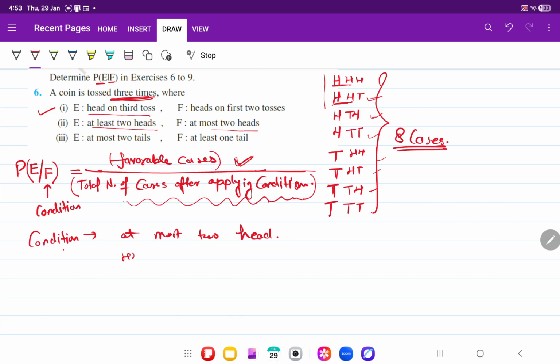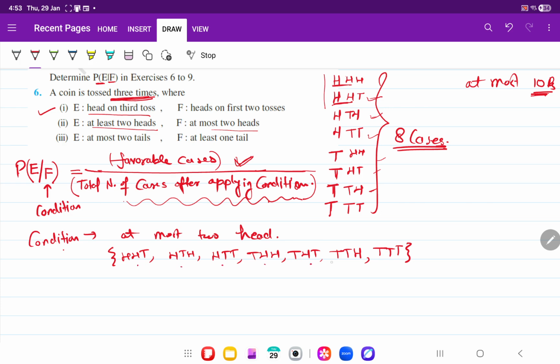Either this one, let me write down HHT or HTH or HTT, okay, or THH, THT or TTH or TTT also, because 0 is also allowed. At most 2 heads means no head is also allowed. If I say give me at most 10 rupees, it means you can give me 10 rupees or less, but not more than 10, like that. So 1, 2, 3, 4, 5, 6, 7 cases are there after applying the condition, total 7 cases.